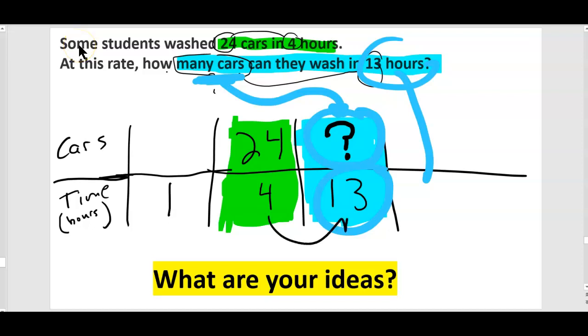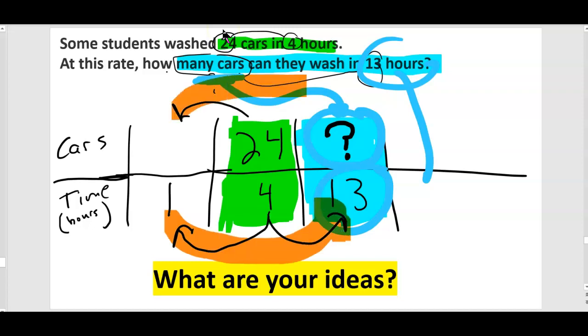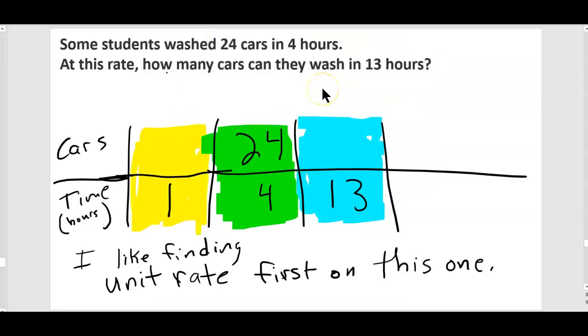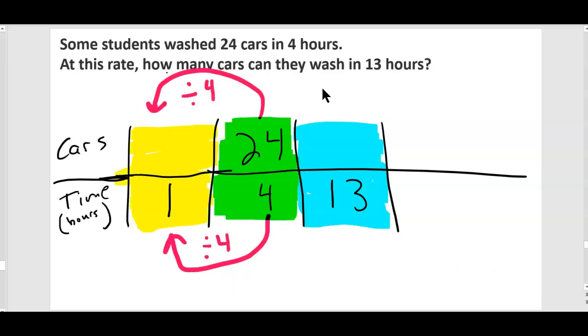Can you go from 4 to 13? Not really. So what are we going to do? Maybe go here first, right? And then after we do that, go from here to the 13, whatever that is. So let's do that first. Unit rate first is very helpful, especially on this one. So divide by 4 here, divide by 4 here.